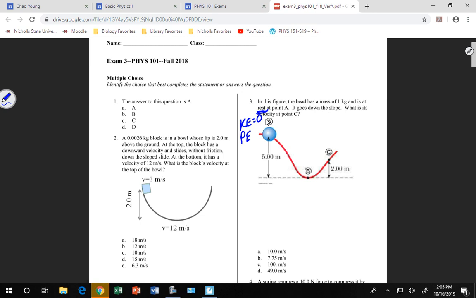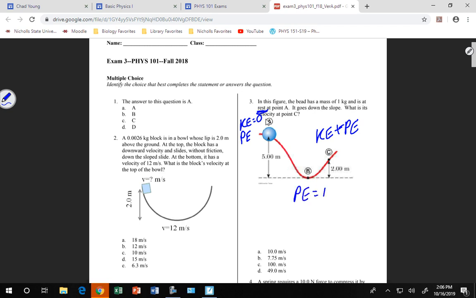It's never going to rise above this height. So even if it went all the way over here, it would only rise up to this height because that's all the potential energy that it has. But at point C, it has both kinetic and potential. And so these problems are just first identifying what type of energy is where, and then just setting those equal.